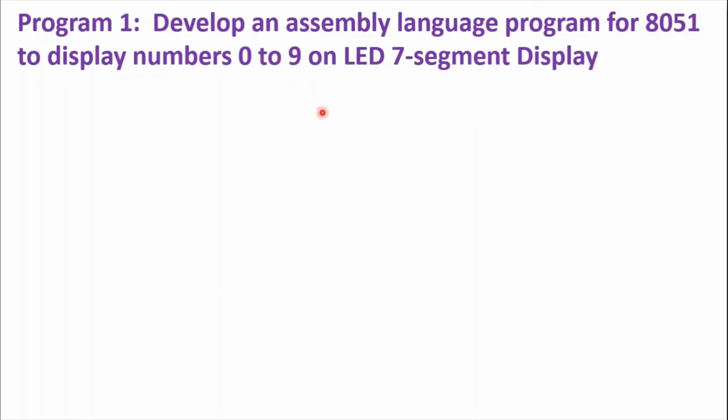And once 9 gets displayed, again the same process should repeat, that 0 should get displayed. It should be followed by 1 and likewise. So for this, we have to develop a program. Before developing the program, let us write the algorithm.